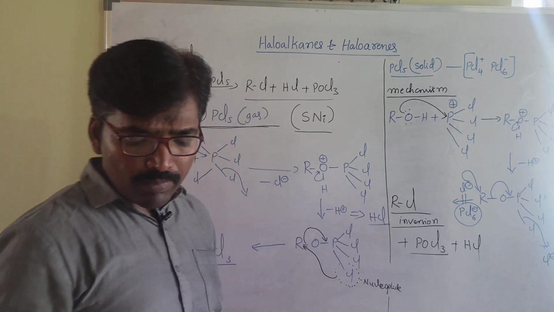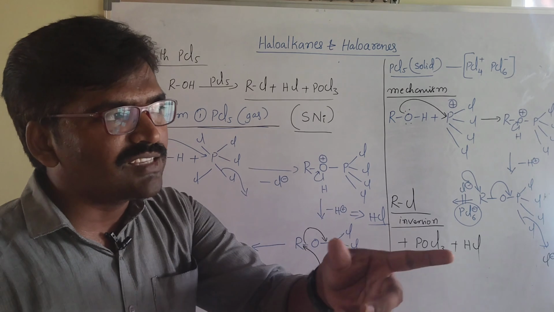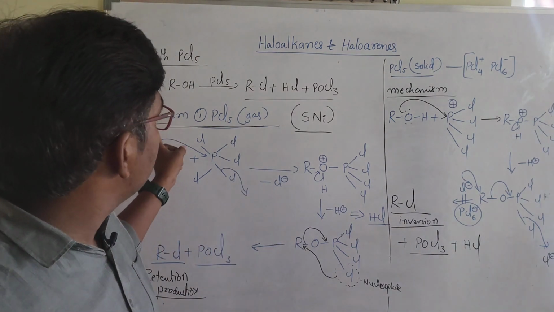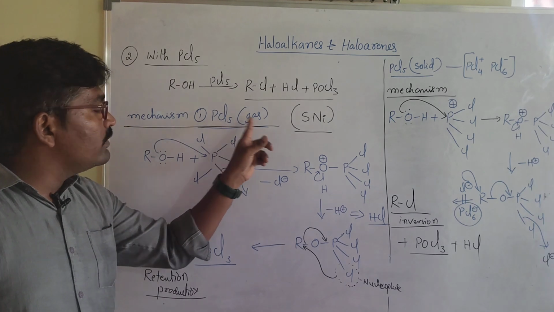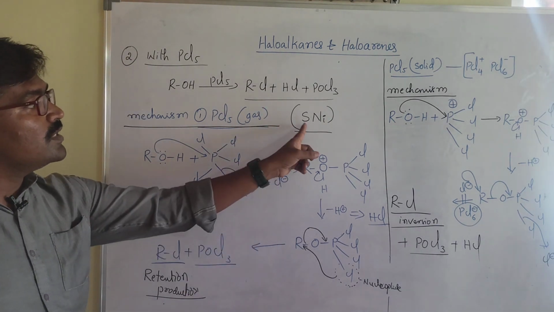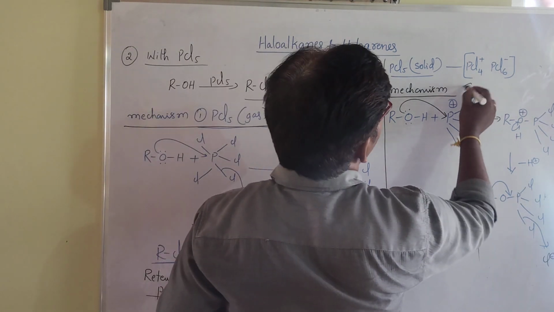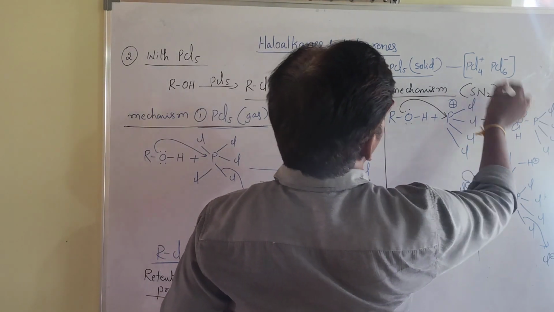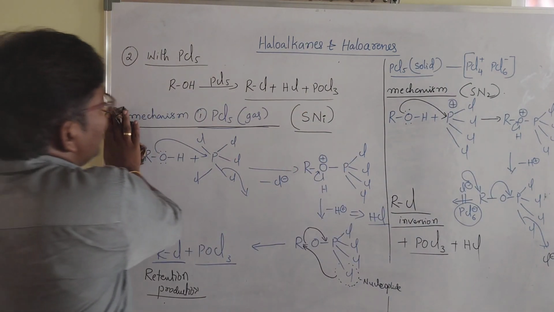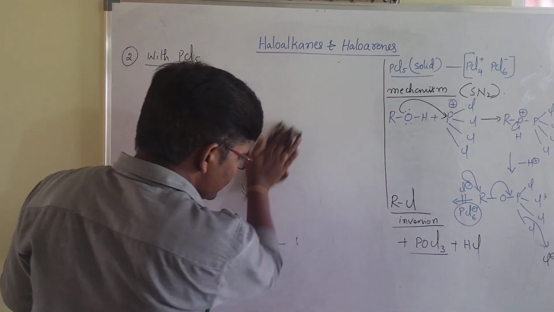So you have to remember, when it is present in the solid state, different reaction. When it is present in the gaseous state, different reaction. What is that difference? Sir, if you observe PCl5 when it is present in the gaseous state, retention product will be formed. Mechanism is SNi mechanism. But here SN2 mechanism takes place. Clear? So what is the retention and what is the inversion configuration? We already discussed, right?